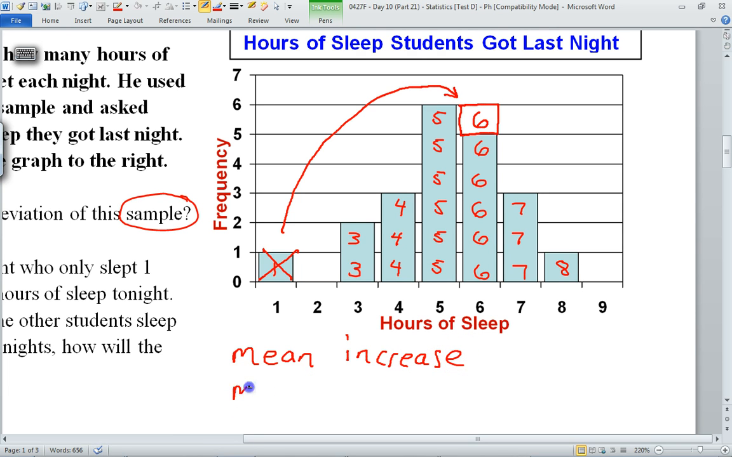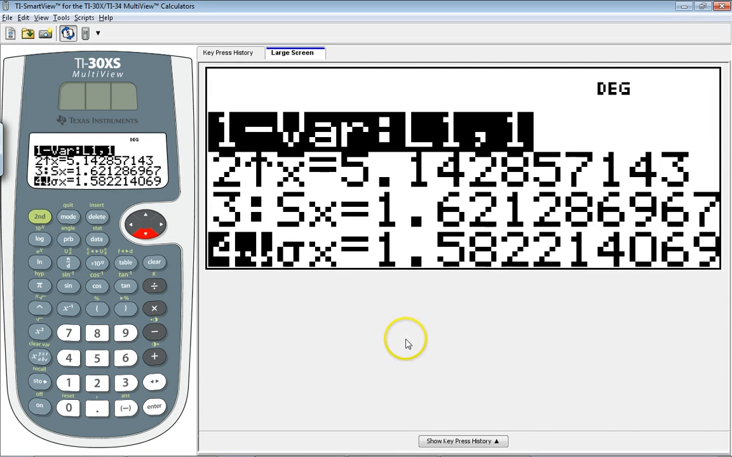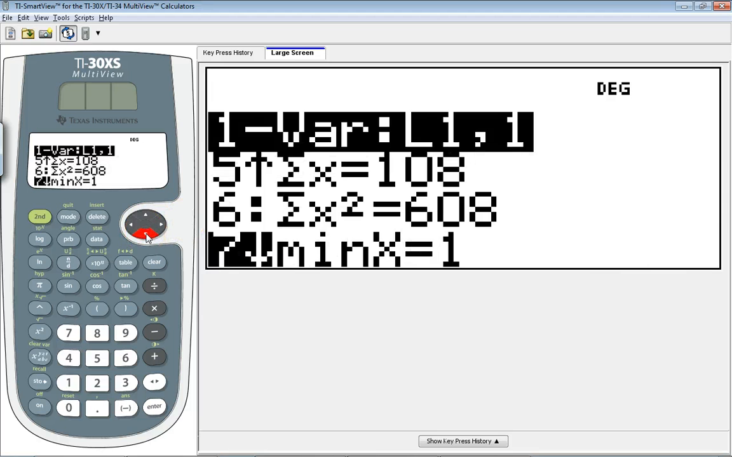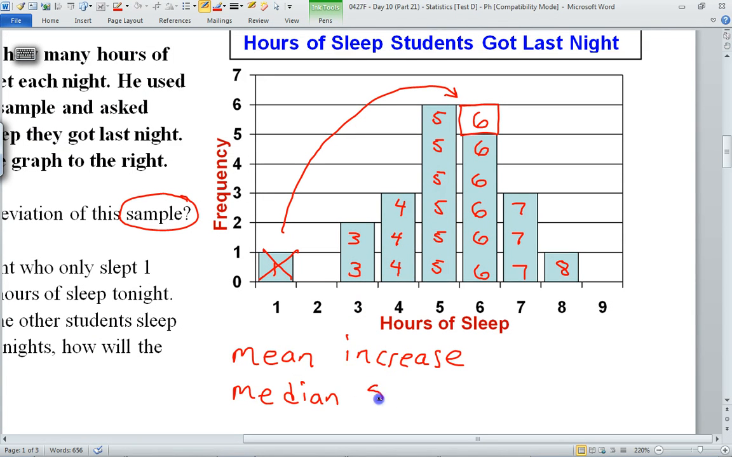Okay, what about the median? Well, we have actual numbers here, so we can exactly calculate the median before and after the change. Okay, now as a matter of fact, look back at your calculator, because we just typed it in anyway. The original median is on this calculator screen. It's option number 9. The median was 5. Okay, so the median was 5 a moment ago.